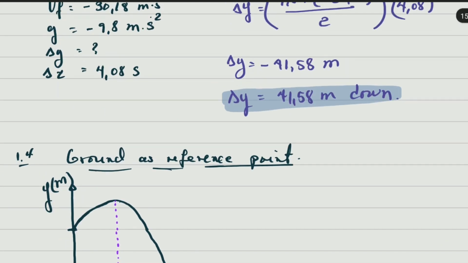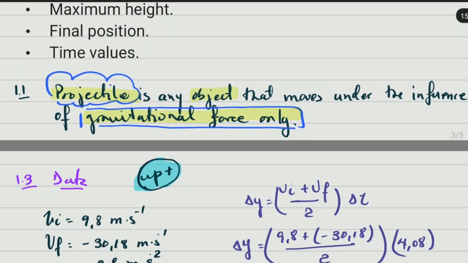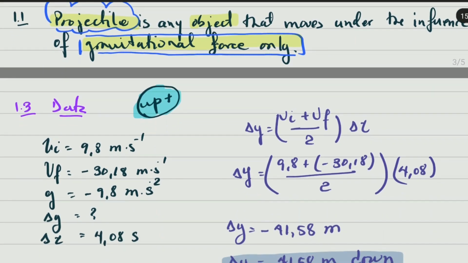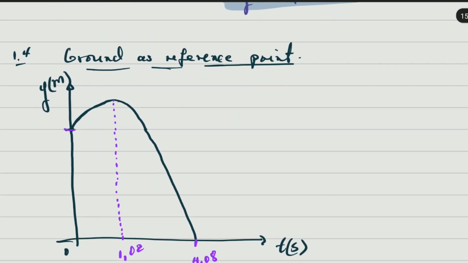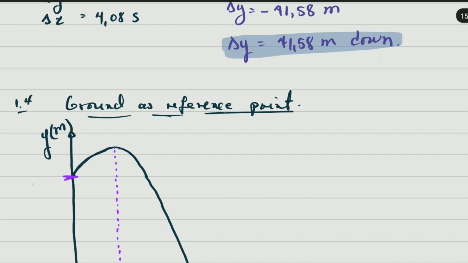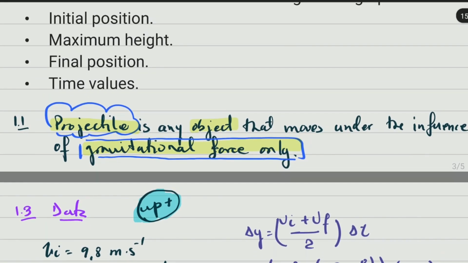Now let's see what else they are asking. The displacement. We have the displacement. They ask for the initial position. Now the initial position, remember, is where the object was thrown from. So here, which is also coincident with the displacement, is the initial position of the object, and it is 41,58 meters. So that is the initial position of the projectile.